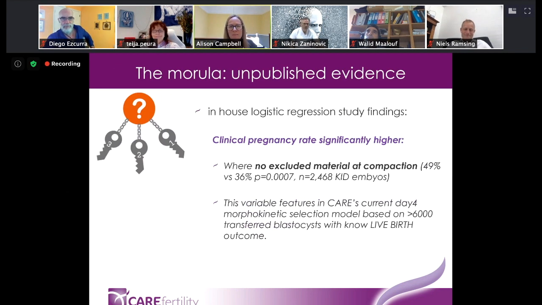So I just mentioned the morula a little bit more because I think it's an interesting one. We did another logistic regression analysis looking at clinical pregnancy rates based on the degree of compaction. And clinical pregnancy rates were significantly higher where there was no excluded material at compaction. And again, it's nearly 2,500 embryos. And this variable now features in our day 4 selection model.